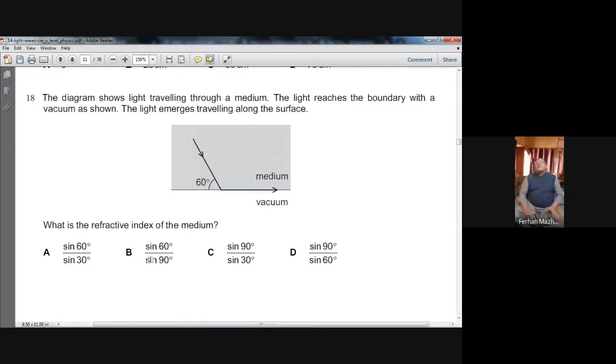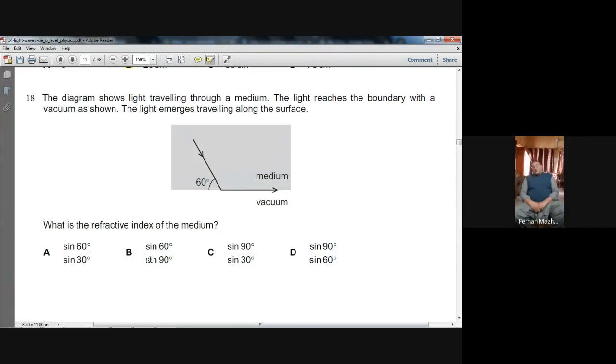The diagram shows light traveling through a medium. The light reaches the boundary with a vacuum, as shown, and emerges traveling along the surface. What is the refractive index of the medium?